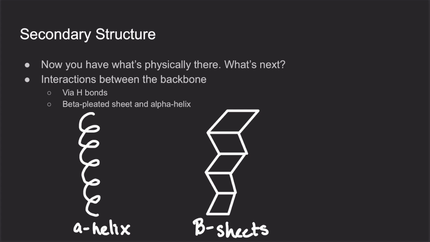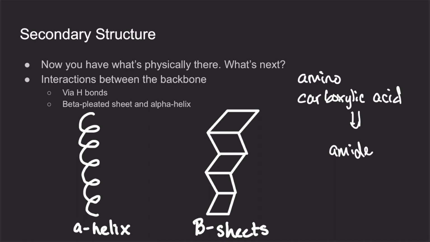is dependent on the primary structure, like what is actually there, because it's all coding for this stuff. But it's interactions between the backbone through the H bonds. Remember, your amino group and your carboxylic acid group, when they combine together, they make an amide. That amide can engage in hydrogen bonding.